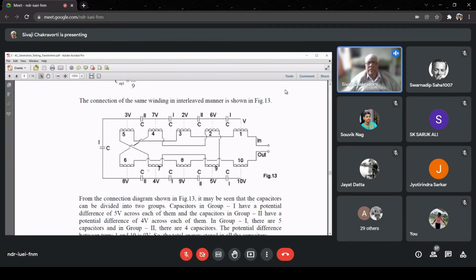But please remember, this type of winding connection is very difficult to make in practice, because how do you physically connect a winding which is in the third position with the first one?